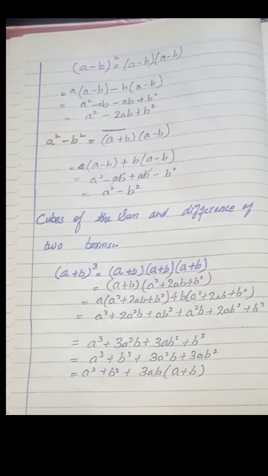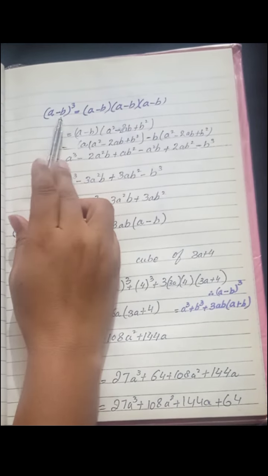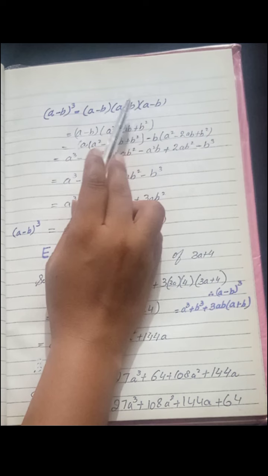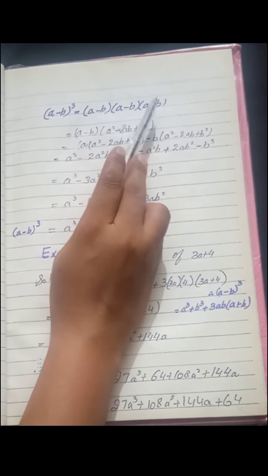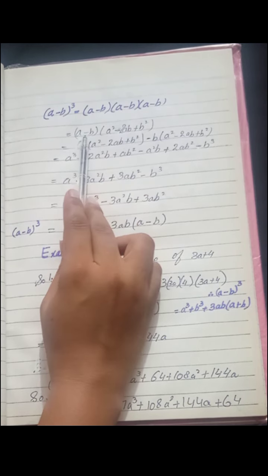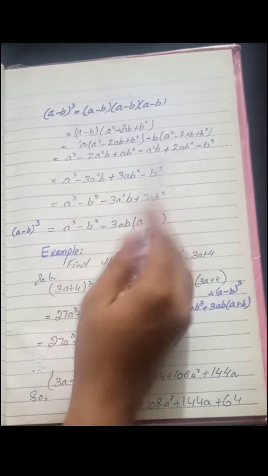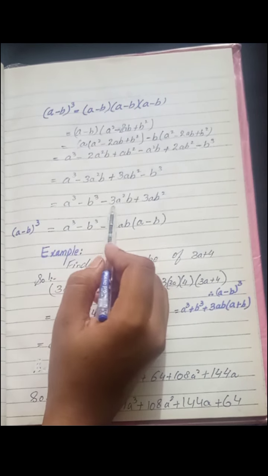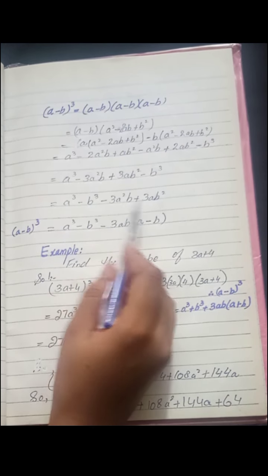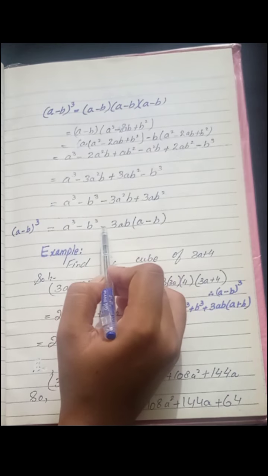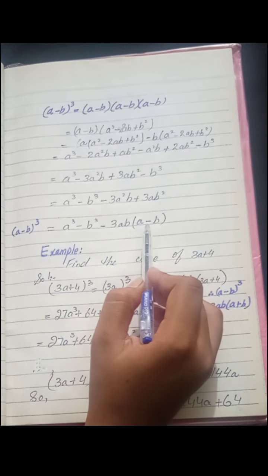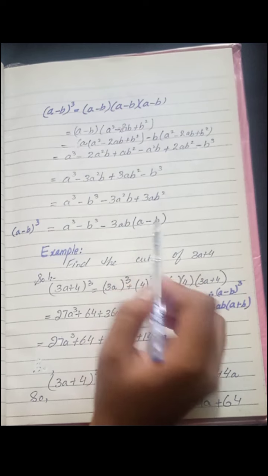And this is the identity used for cube. Similarly for minus, we have a minus b whole cube which is equal to a minus b multiplied by a minus b multiplied by a minus b. If we multiply a minus b with a minus b, we have a square minus 2ab plus b square, and then multiply with a minus b. So we have a cube minus b cube minus 3a square b plus 3a b square. Now we take 3ab as common, and because we take common and the sign we have is minus, the internal sign will be changed.